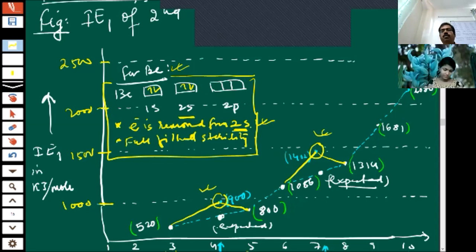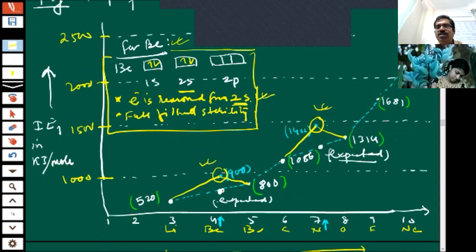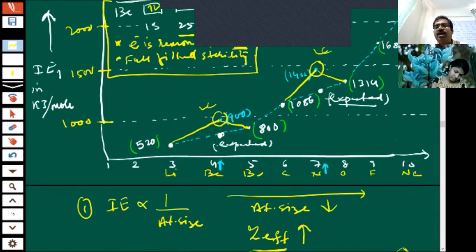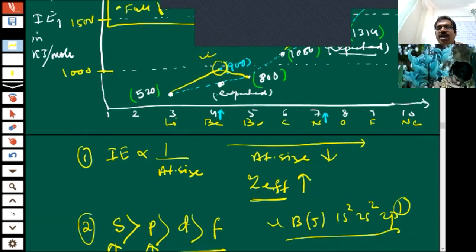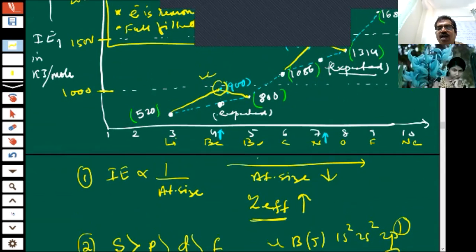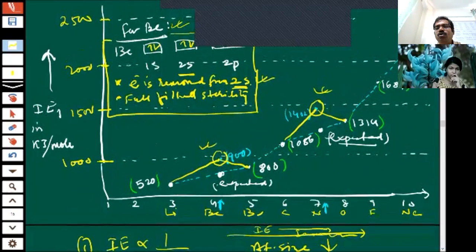Okay. Now let us face problem 2, that is about nitrogen. Many people will ask why the value of nitrogen is high in comparison to oxygen, because according to the rule and regulation or the trend, ionization enthalpy should increase, because atomic size is decreasing. So what actually happened in nitrogen?